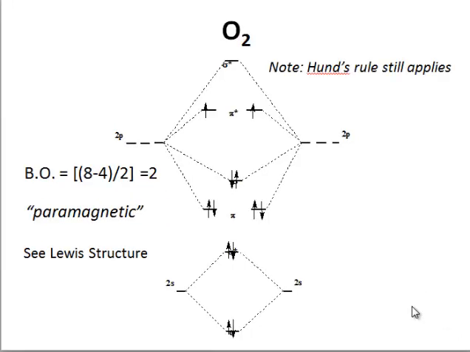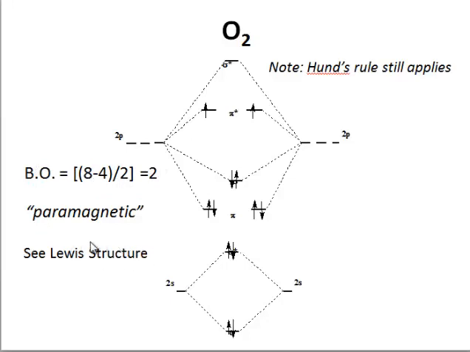The diagram for O2 adds 2 more valence electrons because O2 has 2 more valence electrons than N2. The total is 12. Here are the 11th and 12th electrons. Notice we still apply Hund's rule: put 1 electron in each orbital in a collection of a given energy until all the orbitals are half filled. Then pairing can take place. The bond order, 8 minus 4 over 2, is 2. That's the same as you would predict from the Lewis structure.